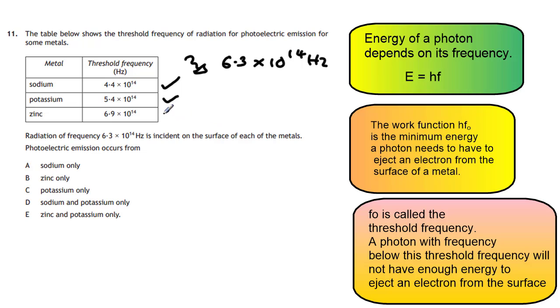Zinc, on the other hand, has a threshold frequency of 6.9 times 10 to the power 14 Hertz. That threshold frequency is greater than the incoming photon's frequency. So that incoming photon will not have enough energy to knock the electron off the surface of zinc. So we've got 2 out of 3, and our answer would be sodium and potassium. So our answer would be D. Now you can pause the film and copy these notes into your revision notebook and learn them. Good question.